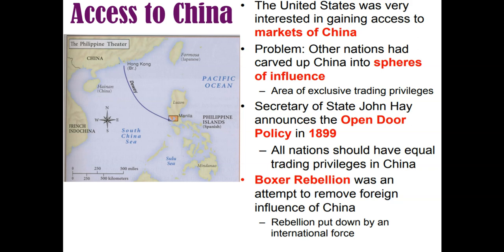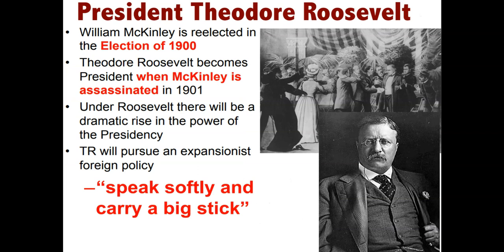Secretary of State John Hay announces what became known as the Open Door Policy in 1899, which basically said that all nations should have equal trading privileges in China. China, in this case, did not want any foreign nations dominating their nation, and we had what became known as the Boxer Rebellion, which was an attempt to remove foreign influences in China. But it did not work, and ultimately the rebellion was put down by an international force, and China basically became dominated by foreign nations.